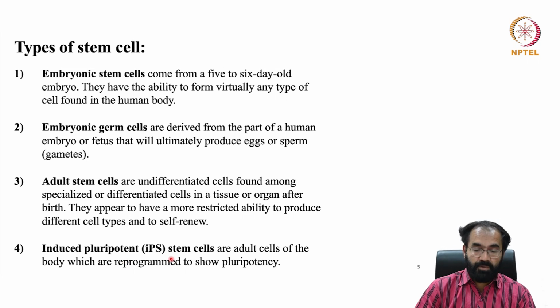And induced pluripotent cells are adult cells of the body which are reprogrammed to show pluripotency. That means you take the skin cell and you express some transcription factors.